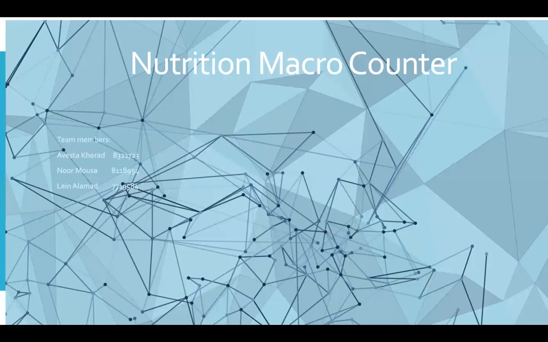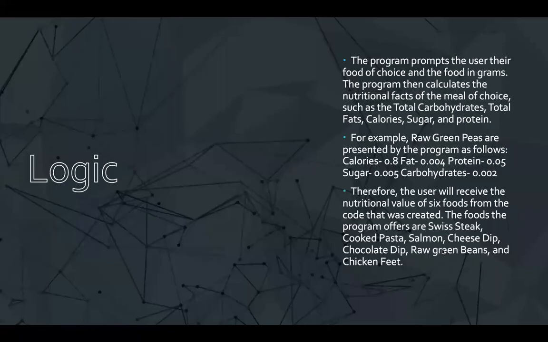My part of the project is logic. The logic with the code is quite simple, as it provides two services for the user. Firstly, the user shall choose a food that the code is familiar with, such as Swiss steak, cooked pasta, salmon, cheese dip, chocolate dip, raw green beans, chicken feet, and so on.